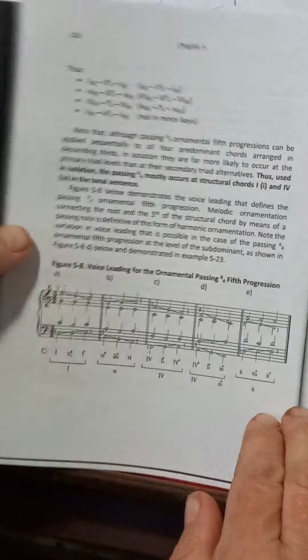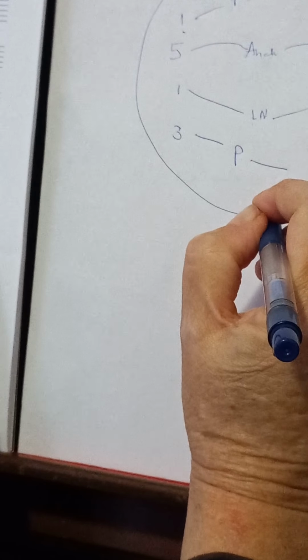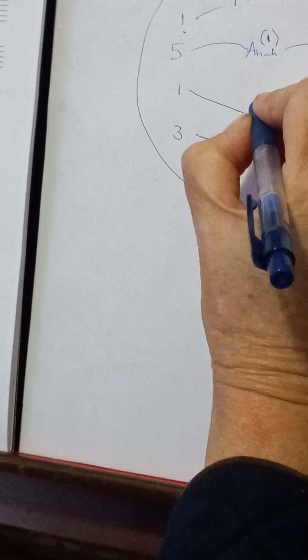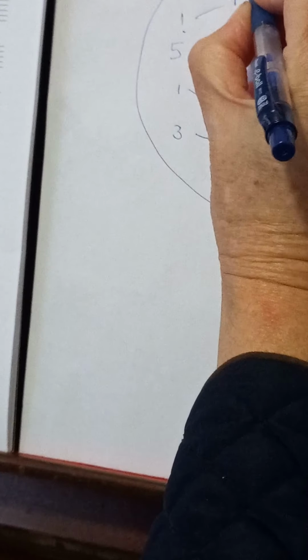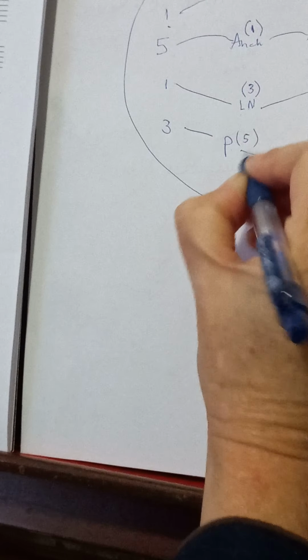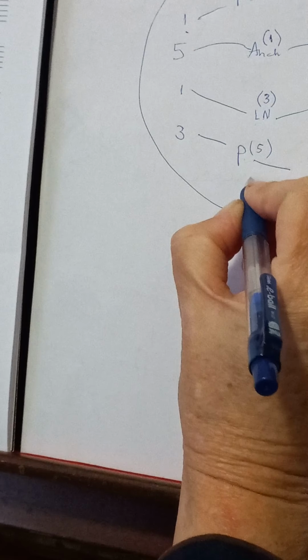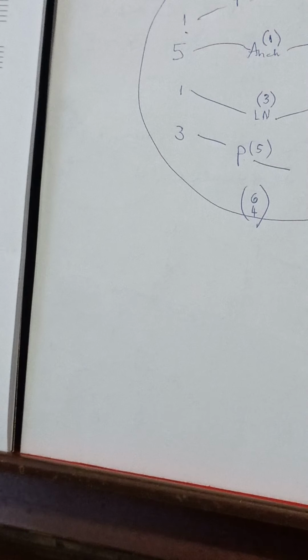In other words, what's happening now is that your ornamental chord in the middle has, this turns out to be the root of your ornamental chord, this turns out to be the third of your ornamental chord, and these two turn out to be the doubled fifth of your ornamental chord. And this thing is always in second inversion. That's why it's called a passing 6/4.